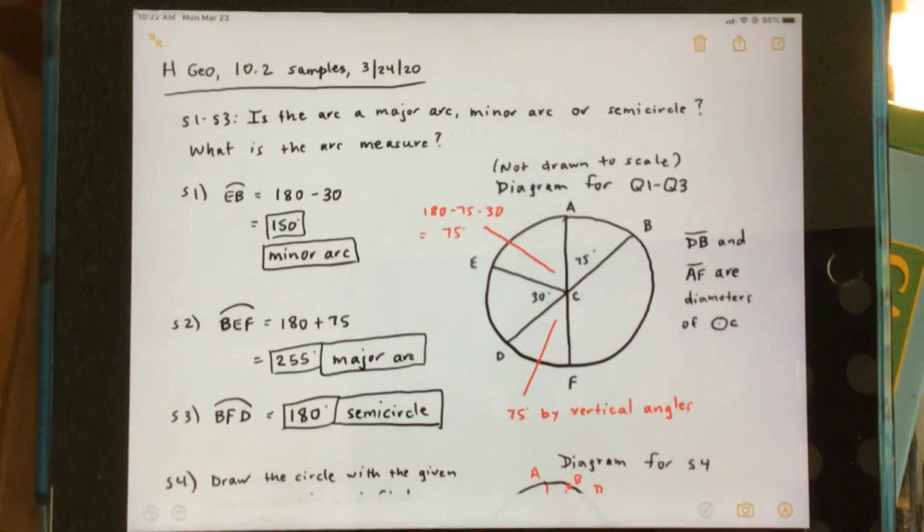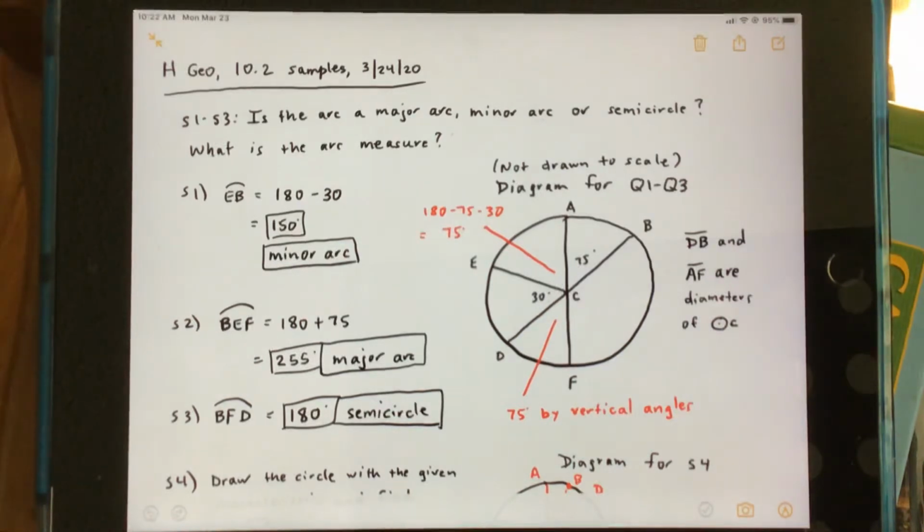So we do have a circle with a 30-degree and a 75-degree angle marked in. You were told that DB and AF are in fact diameters of circle C. That will be important information to determine where you have 180-degree arcs.